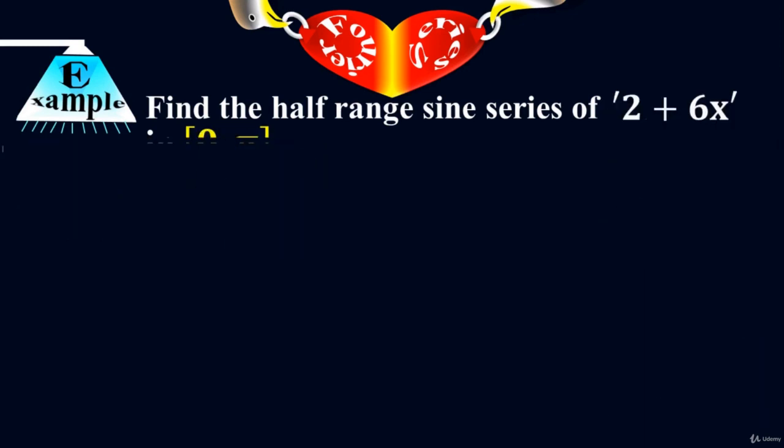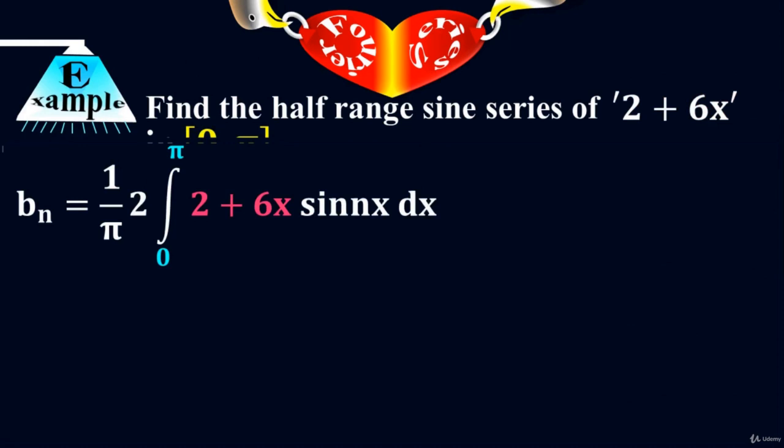Find b sub n, where the value of b sub n equals 1 over pi into 2 times the integral of 2 plus 6x times sine nx dx. This is the basic formula for b sub n. So here I have the product of two functions. One is an algebraic function, which is 2 plus 6x, and the other is a trigonometric function, which is sine nx. So you already know that if we have the product of two functions, we normally use the integration by parts process here. The common formula that we use for integration by parts is here.